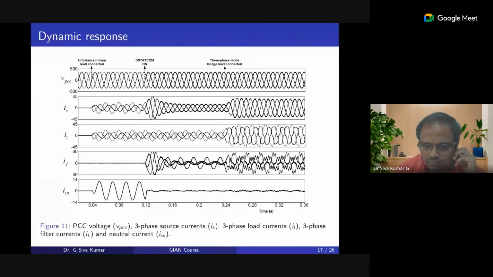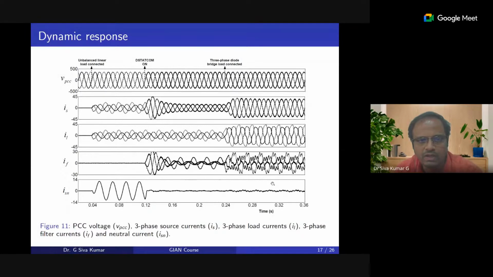We can see the filter currents. And when a nonlinear load, this three-phase diode bridge load, has been connected over here, we can see that the source currents are again perfectly sinusoidal. You can see the filter currents are also there.